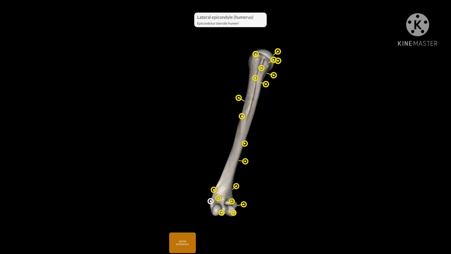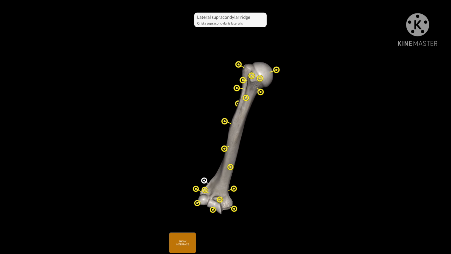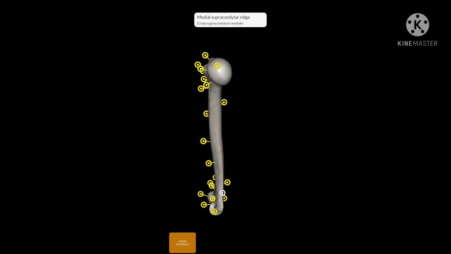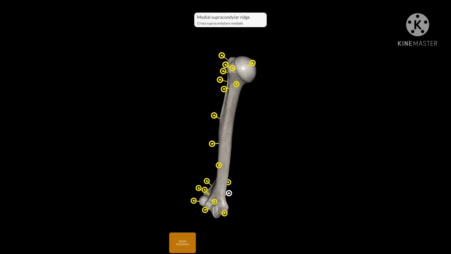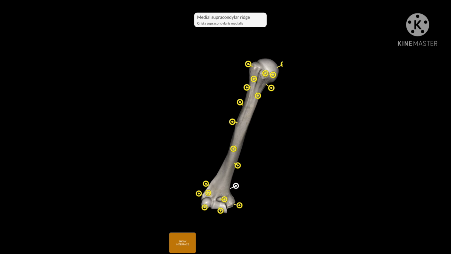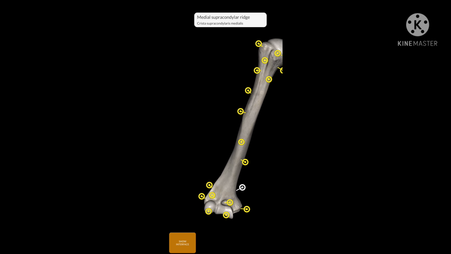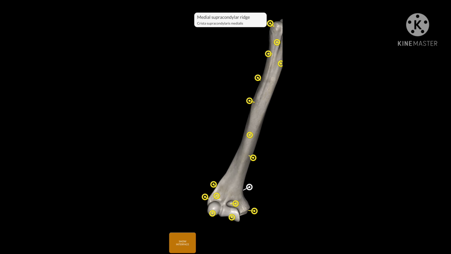And there are sharp lateral margins. I said there is a margin called the lateral supracondylar ridge, and medially there is also a medial supracondylar ridge, as these structures are present above the condyles of the lateral and medial epicondyles. And there is a fossa on both structures, above the capitulum and the trochlea.